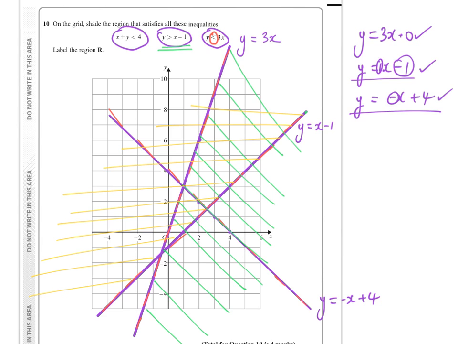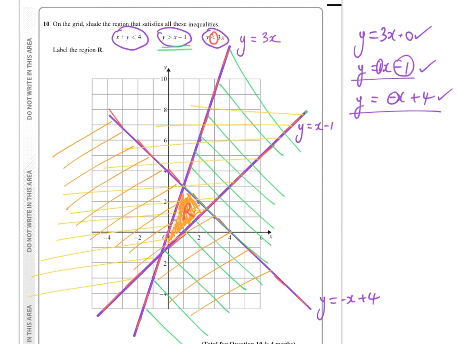is we want less than again, so let's change the colour, and we want everything less than this line here. Now I'm sure you can notice now that the only region that is shaded in all 3 times is this region here, and you would just shade that in, and that would be your answer. And you've got to label it R, and there we go.